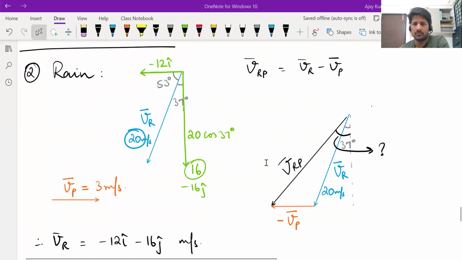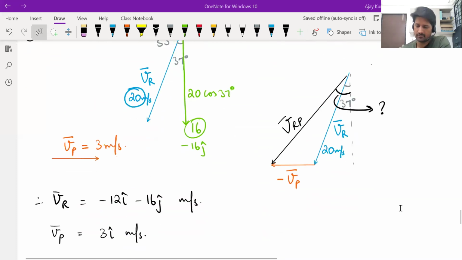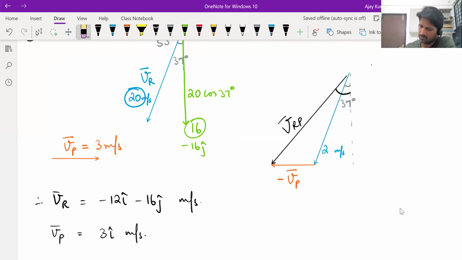Okay. Hope the steps are clear to all of you. You could have done it using this vector diagram also. See, actual velocity of rain is 20, no? Just a moment. Observe the diagram on the right side. Actual velocity of rain is 20. Velocity of person is 3. Negative of that, its magnitude will be 3 itself. This is 3. Let it be. Now that 20, it has 2 components.